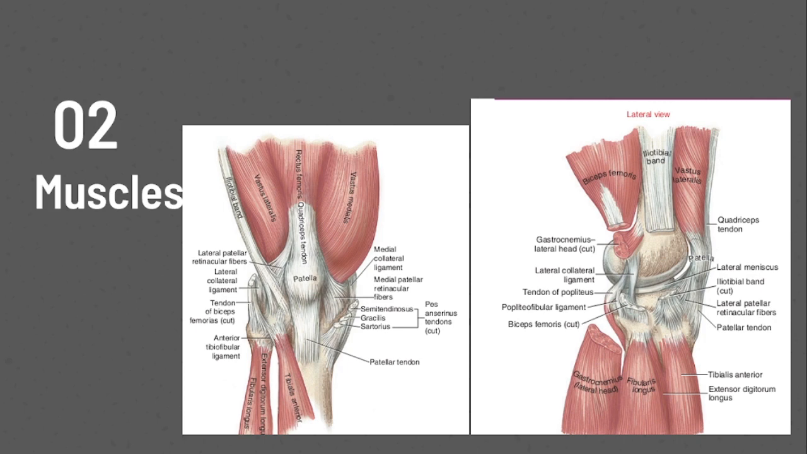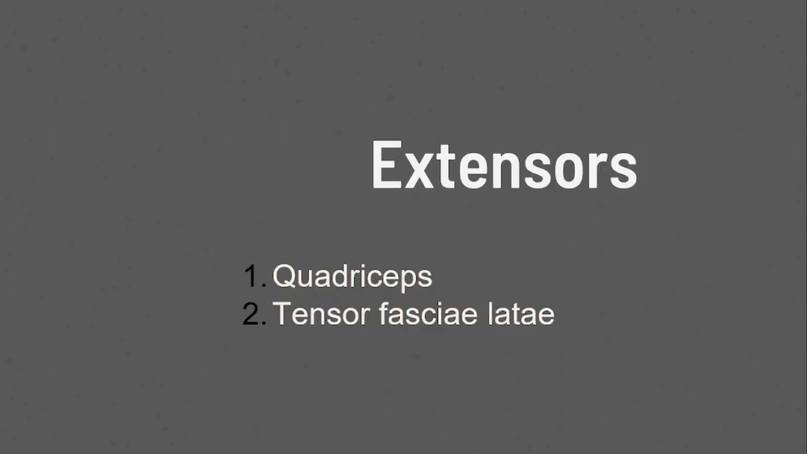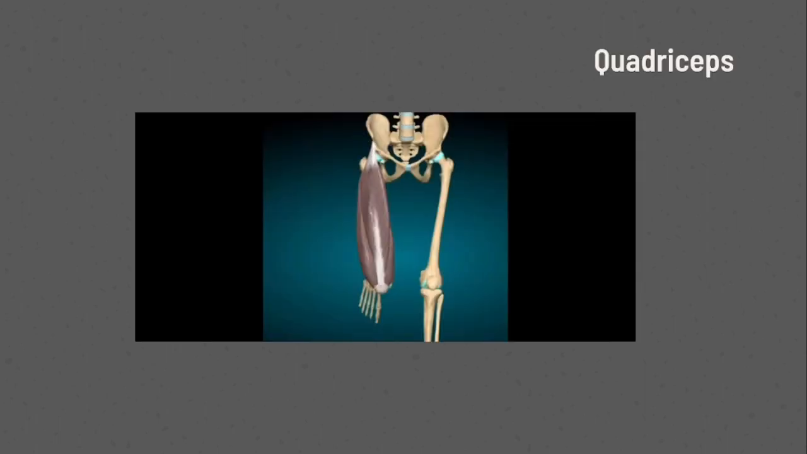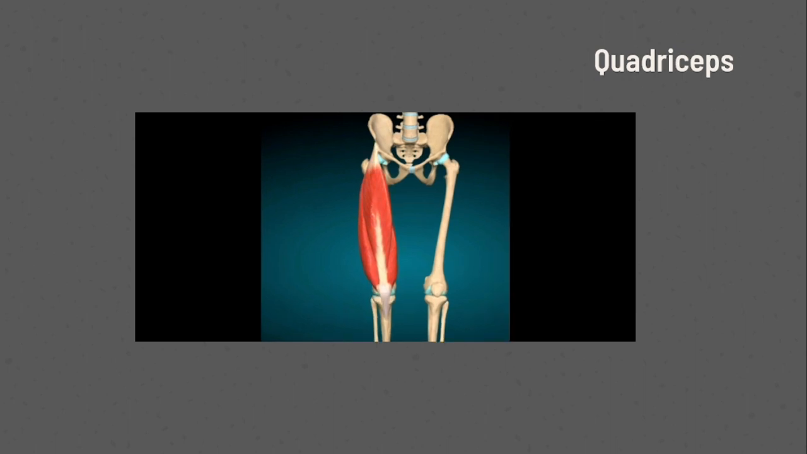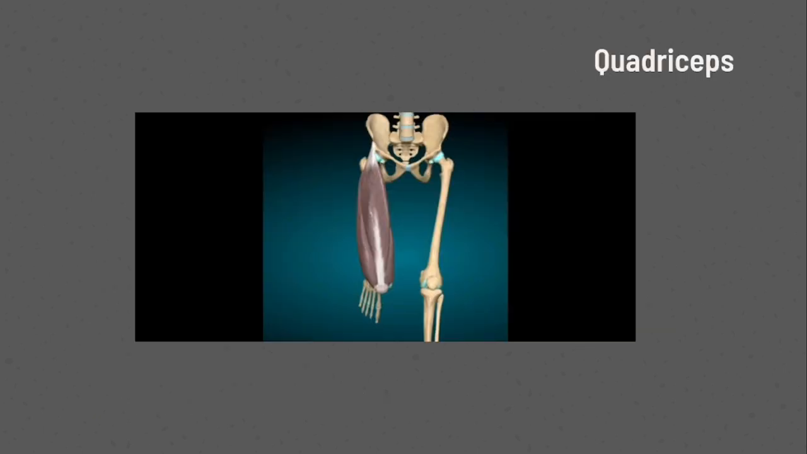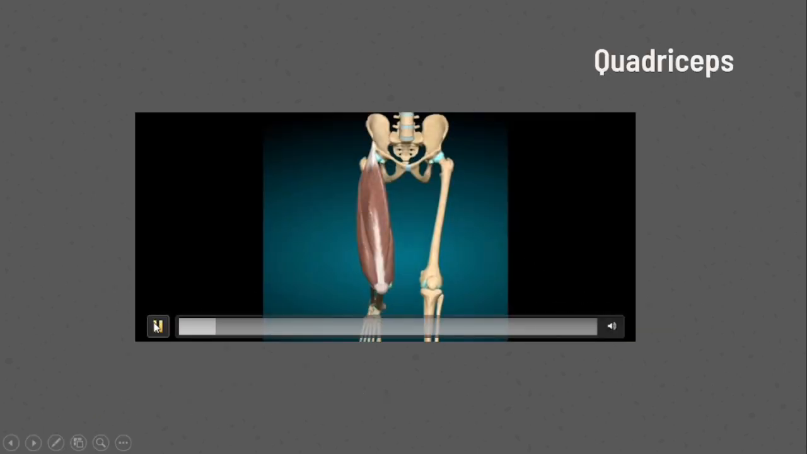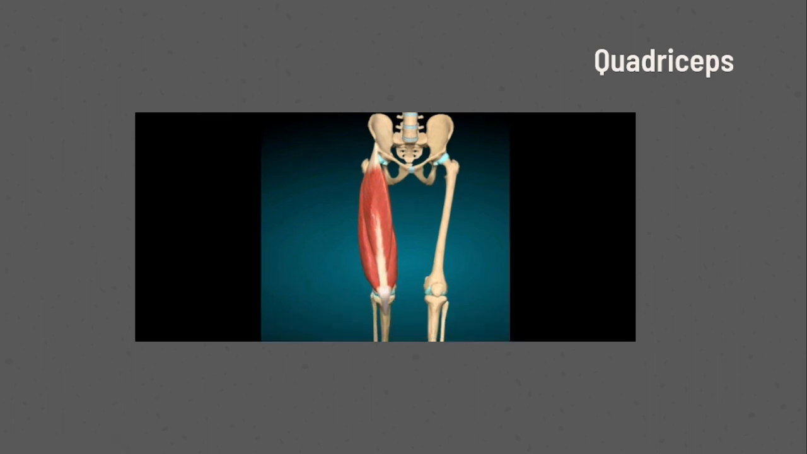Let's take a look at the muscles of the knee joint. The muscles of the knee joint are divided into extensors and flexors. The extensors are mainly the quadriceps muscles. The quadriceps muscles are the vastus medialis, vastus lateralis, and the vastus intermedius, and also the rectus femoris.